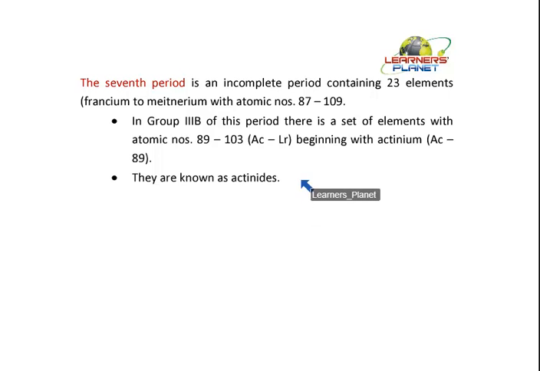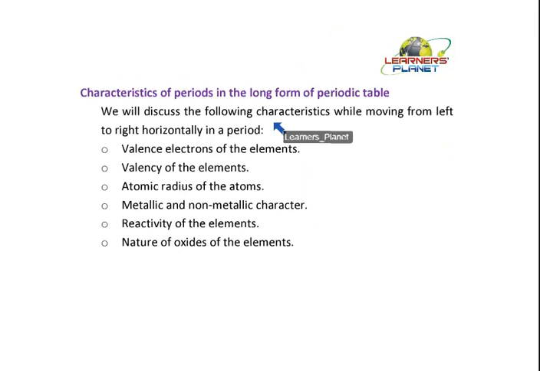Now let's take up their properties. Now let's see the characteristics of periods in the long form of the periodic table. We will discuss the following characteristics while moving from left to right horizontally in a period. Whenever you study the periodic table, we either take the characteristics from left to right in the period or top to bottom in a group.